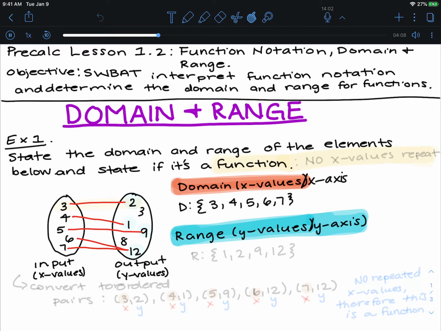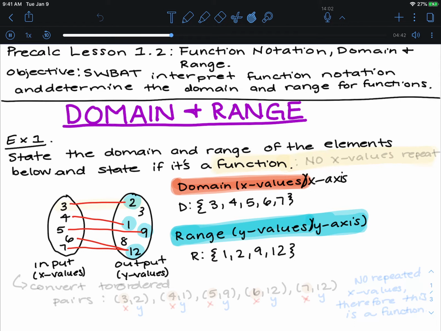And so now for my range, I'm going to use the curly brackets again and identify the values, but you're only identifying the values that were being mapped. So in this situation, the values that were being mapped are 2, 1, 9, and 12. 3 and 8, I'm not going to identify because those values were not mapped. I only want the values that were mapped. So I'm going to go 1, 2, 9, and 12.